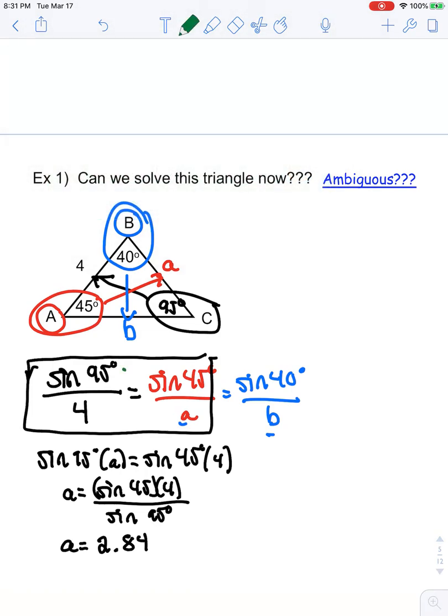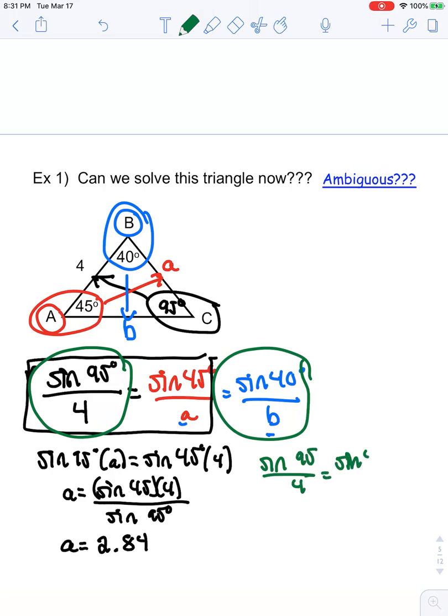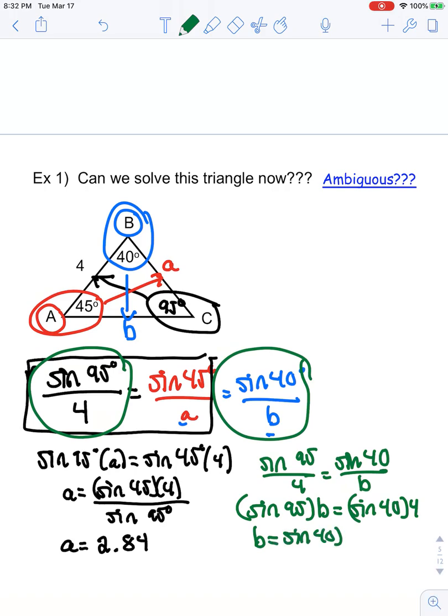If we repeat the process now, go back to this same ratio where we knew both the numerator and denominator, and now we'll set it equal to this one and solve. So the sine of 95 over 4 equals the sine of 40 over B. If we cross multiply, the sine of 95 times B equals the sine of 40 times 4. And to solve for B, we will divide by the sine of 95. So B is approximately sine of 40 times 4 divided by sine of 95.